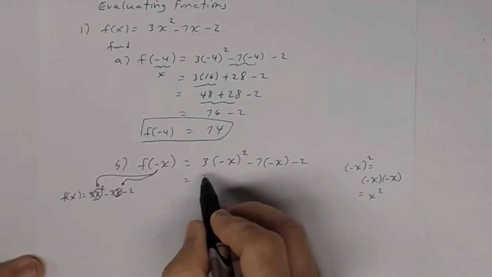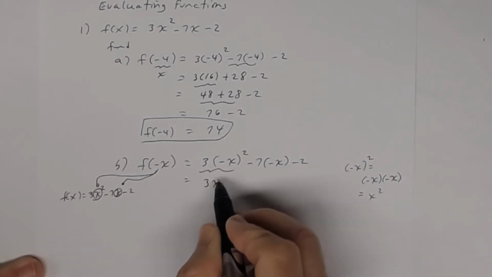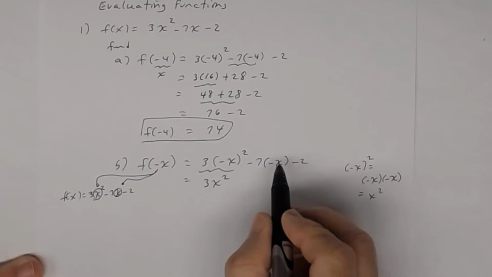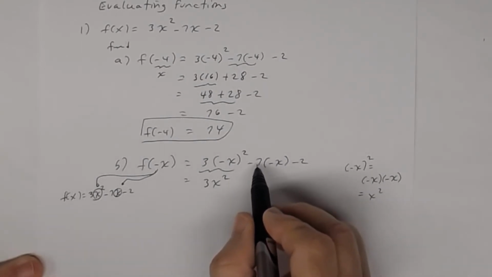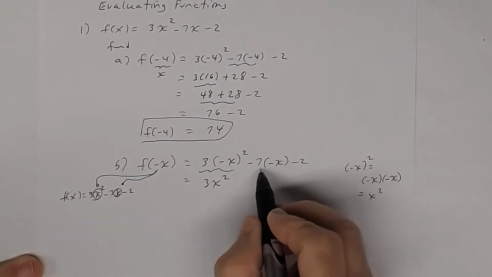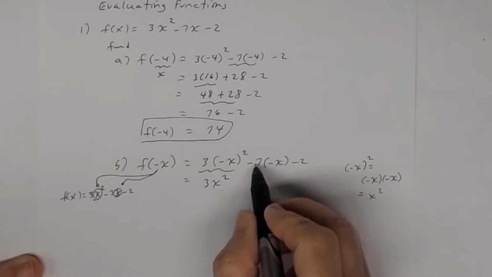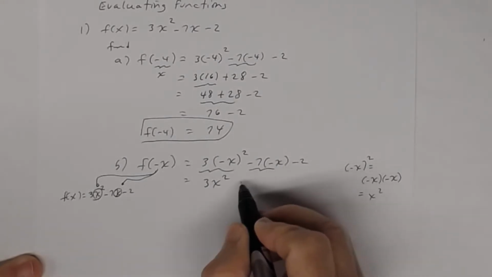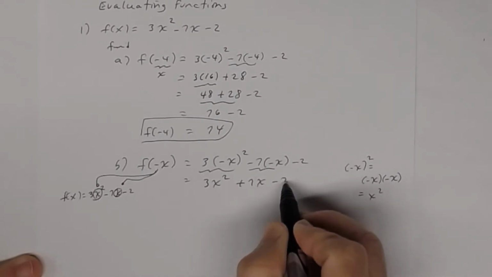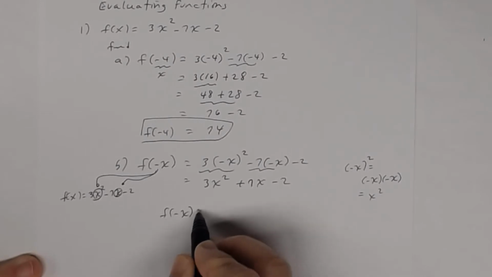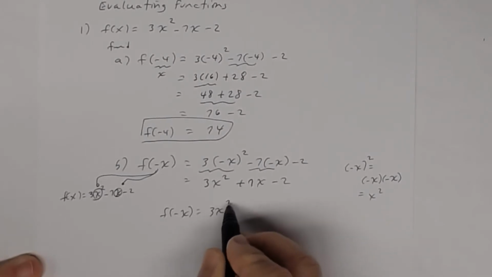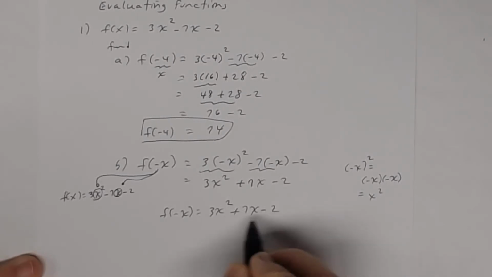So this right here becomes 3x squared. And then right here, I know that a negative times a negative is a positive, right? And so a negative 7 times a negative x is a positive 7x, and then minus 2. And you're done. So f of negative x is this right here, 3x squared plus 7x minus 2.